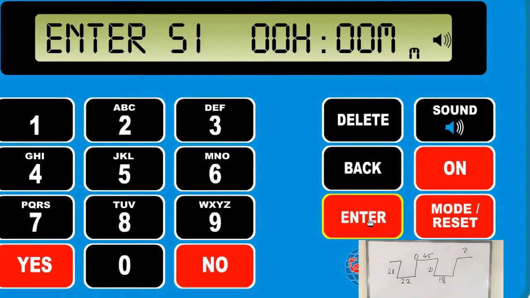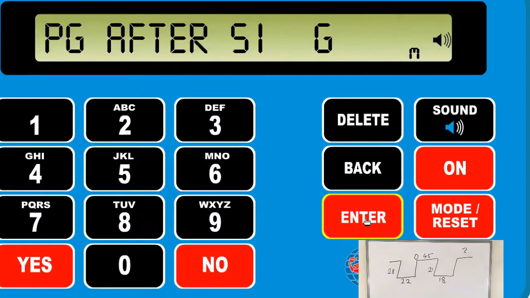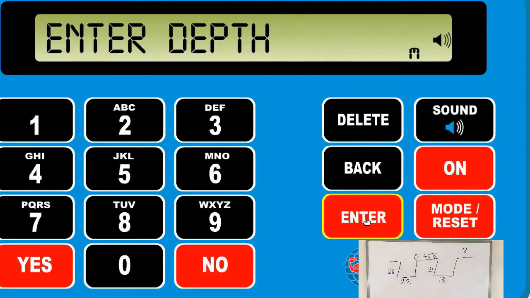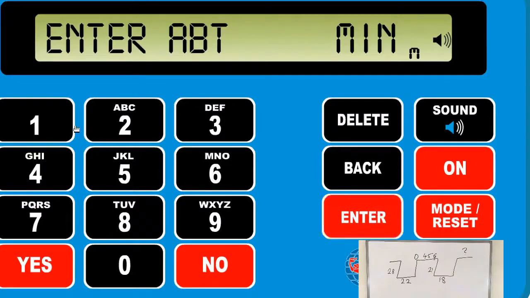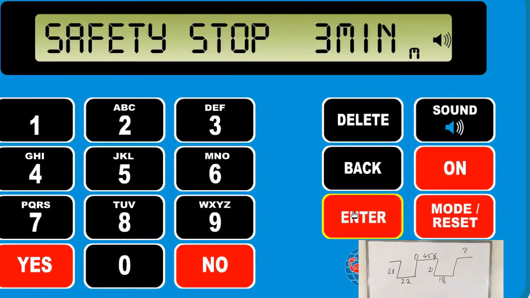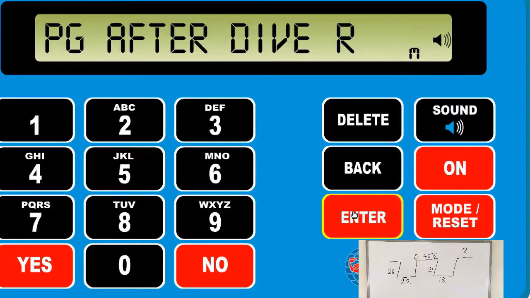And then it asks us what our surface interval is. Well, it's 45 minutes, so I can plug that in, click enter, and the pressure group after that is a G. Press enter, then we enter the depth of the second dive, which is 21 metres. We can go for 19 minutes, but we're only going for 18, so we plug 18 minutes in, click enter. It tells us again this one needs a 3-minute safety stop, and our final pressure group is R.